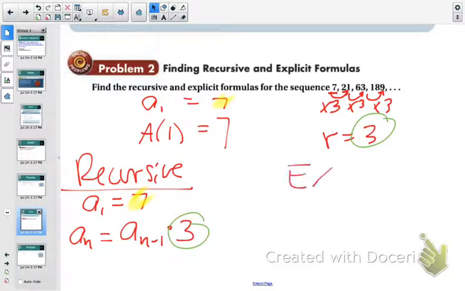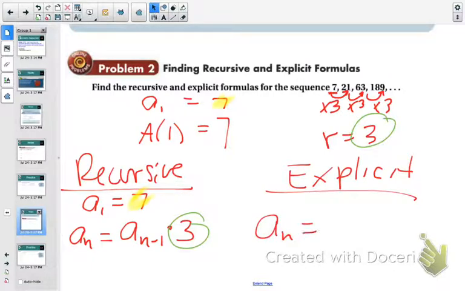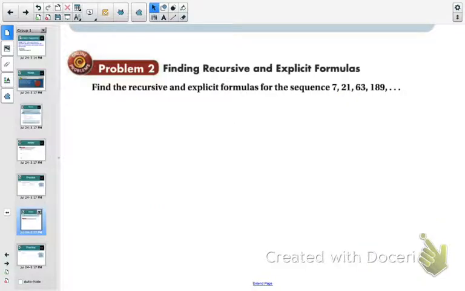For explicit, this one is the one that is more useful because we can figure out any term that we want using just one thing. So we say AN equals our first term, which is 7, times your ratio of 3 to the n minus 1 power. Again, your first term goes here, your ratio goes here, and the n minus 1 always stays the same. So you're only filling in 2 things, your first term and your common ratio. So that is what the explicit and recursive formulas should look like.